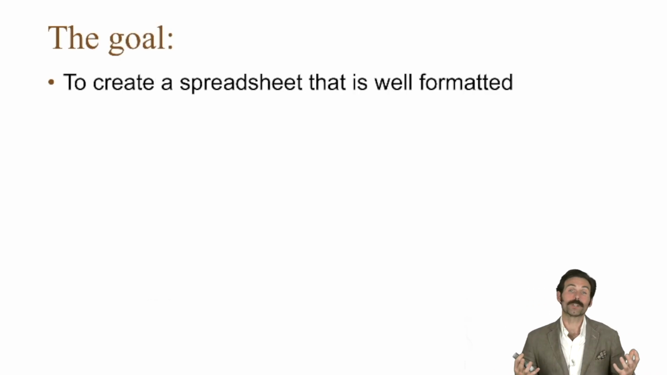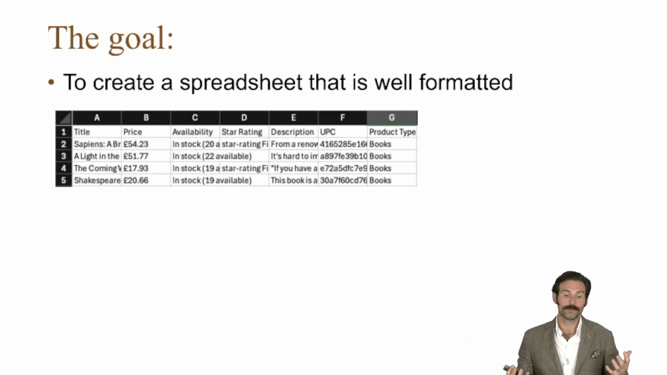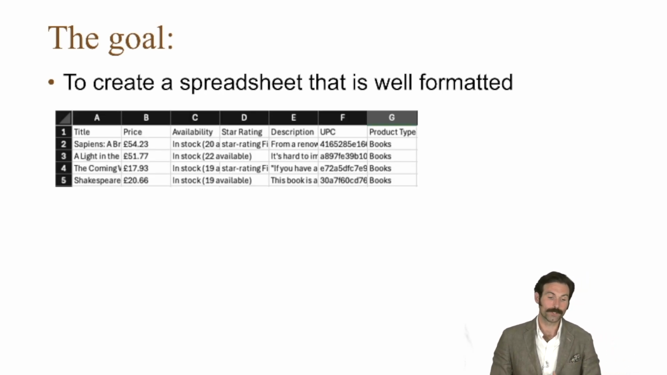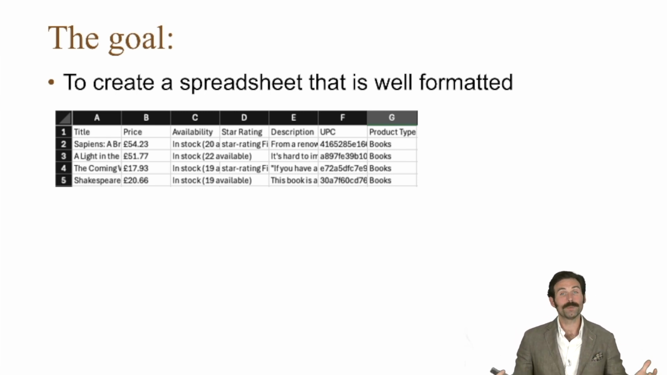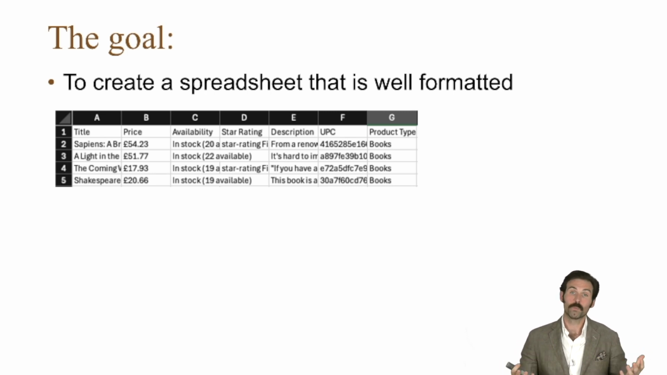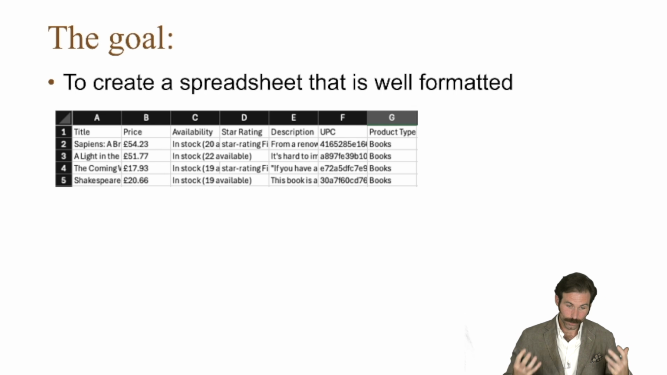And the ultimate goal of web scraping is to create a spreadsheet that is well formatted. So this is one from Books to Scrape from the first tutorial, and we have no missing data, everything where it's supposed to be, and it is just nicely formatted.